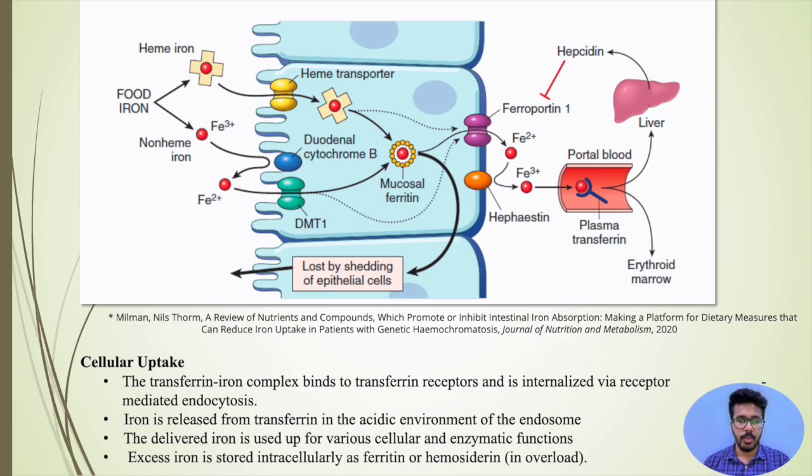and is internalized via receptor-mediated endocytosis. Iron is released from transferrin in the acidic environment of the endosomes. The delivered iron is used up for various cellular and enzymatic functions. Excess iron is stored intracellularly as ferritin or hemosiderin in cases of iron overload.